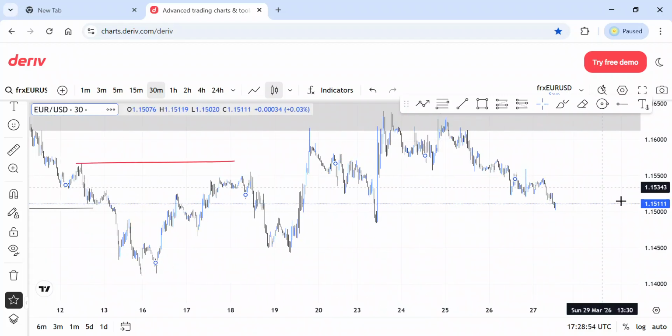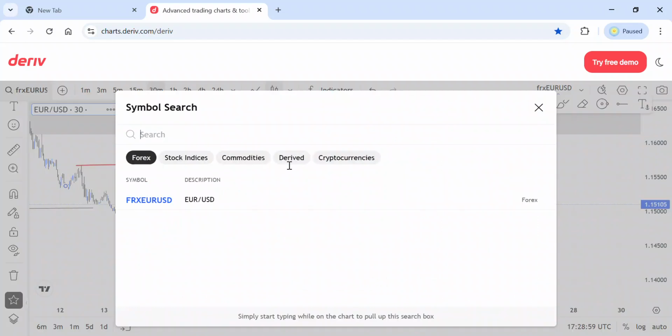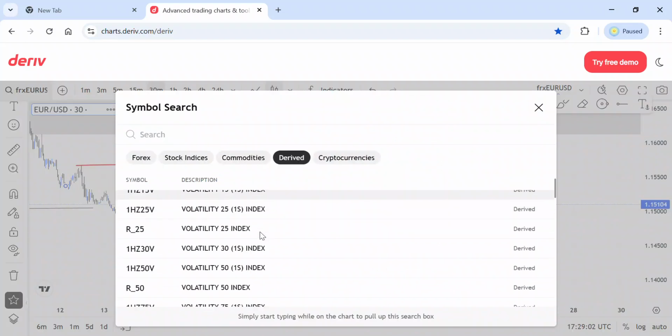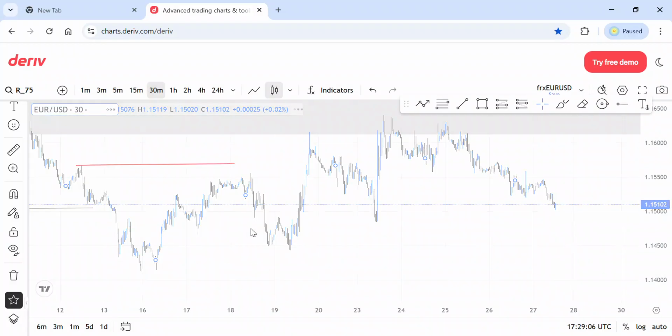Do we need to go to any pair again? Let's check synthetic indices. Let's check the wave. Okay, let's check volatility 75. This is going to be the last example.